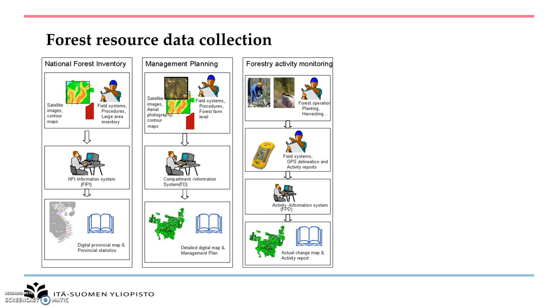So the forest resource data collection is partly done at national level, like in the left side image, and then management planning is the procedure used to make the decisions, make the detailed digital maps and management plans. And then a third big activity is the forestry activity monitoring. What has taken place in the forest?